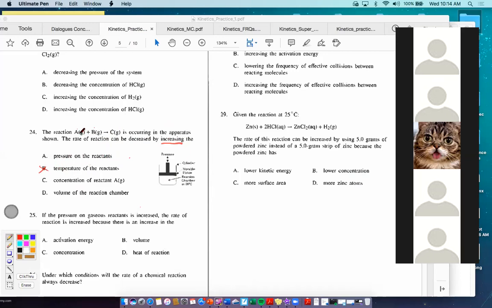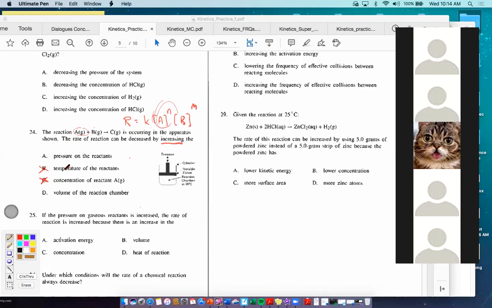What if I increase the concentration of reactant A? Well, we don't know for sure, but we do know that for most reactions, the rate depends on concentration, doesn't it? The rate law for this would look something like this. So we know that by increasing the concentration of A, we're probably going to be increasing the rate. So we're looking for something, once again, that can decrease the rate. So that's a bad answer. That leaves pressure and volume.